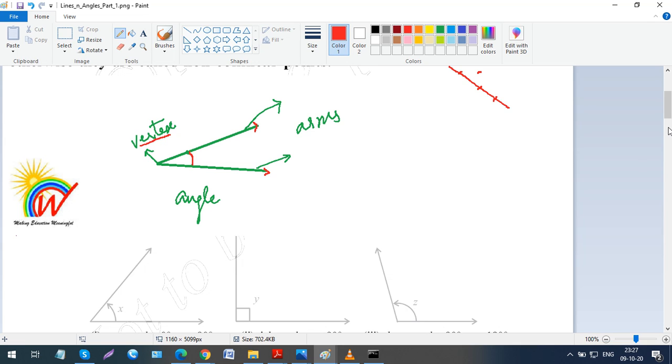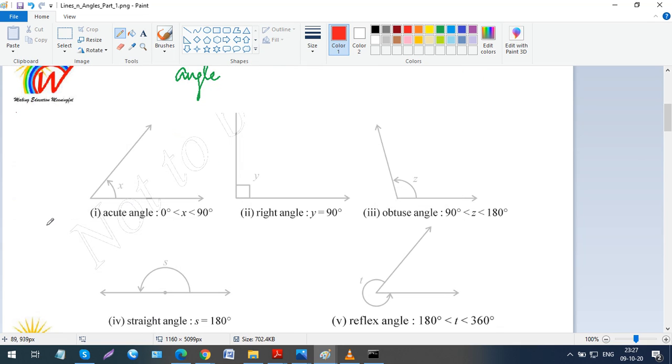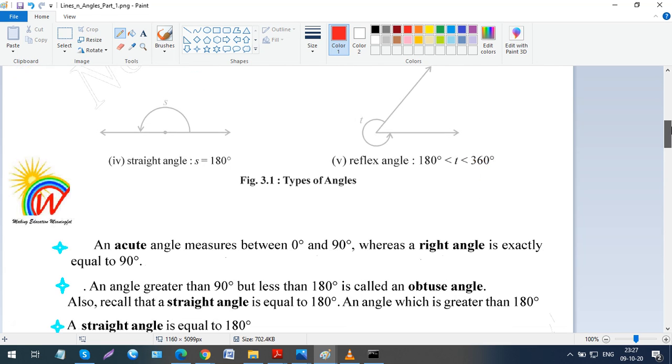Based on the angles, we have different kinds of angle. This is an acute angle: an angle within 90 degrees, 0 to 90 degrees, is an acute angle. Exactly 90 degrees is a right angle, and greater than 90 degrees is called an obtuse angle. So greater than 90 degrees and less than 180. 180 is a straight line. So this is 90, and any angle lying in this region is called the obtuse angle.